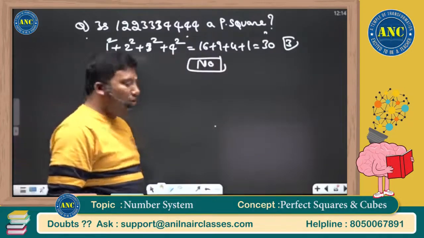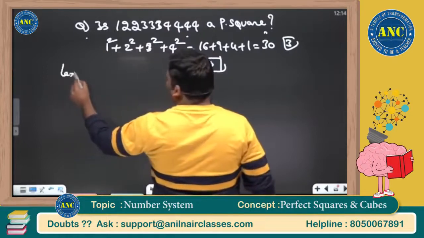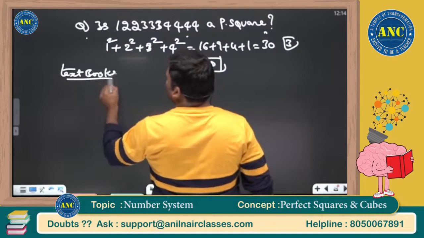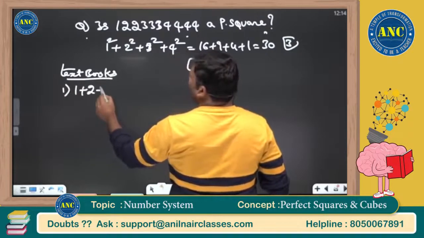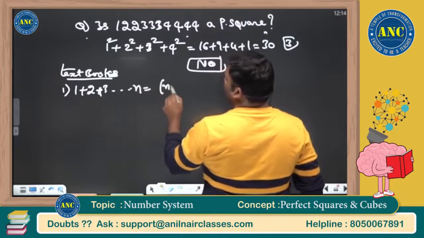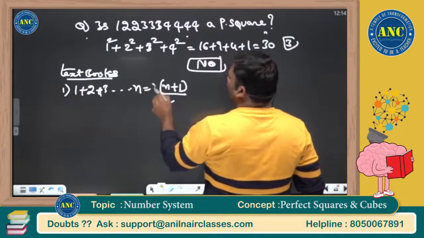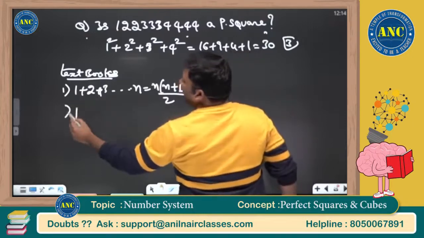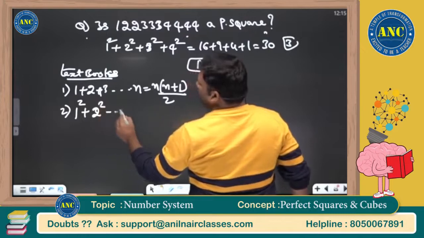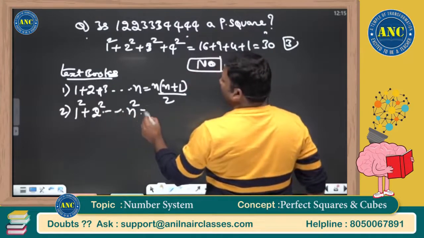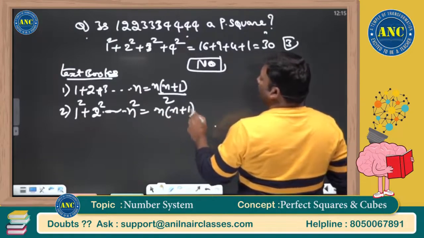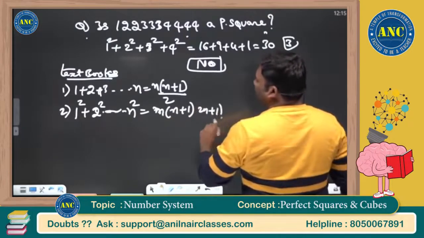Generally in our textbooks, only these 3 will be given. 1 plus 2 plus 3, the sum of the n natural numbers, is n into n plus 1 by 2. The sum of the squares of the natural numbers is n into n plus 1 into 2n plus 1 by 6.